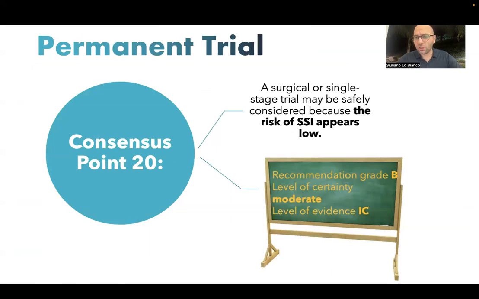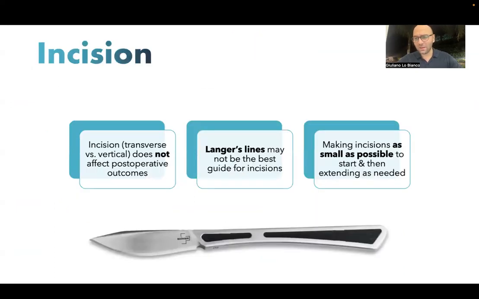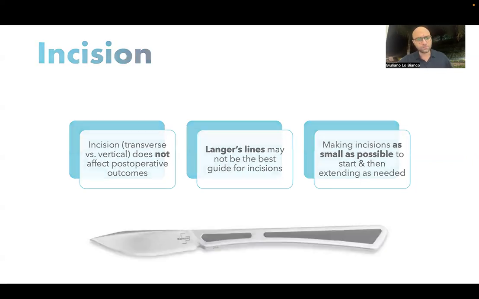Of course, a surgical or a single-stage trial is considered to be safer with regard to surgical site infection. And the incision, well, it doesn't really matter if you're using a transverse or vertical one, it does not affect the postoperative outcome. And we have these Langer lines, which is not a must. We can follow the Langer lines, but it's not a must. But make the incision as small as possible to start, and then extend the incision as needed. This is the most important thing.